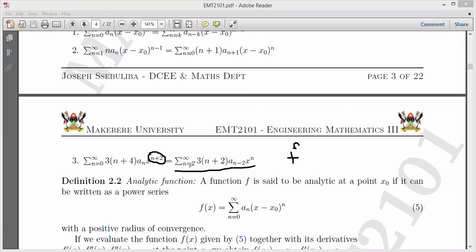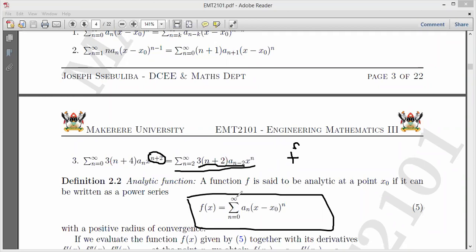For n running from 2 to infinity, yes, it may have been 0, but you can see the nature of a_n. The coefficient which was a_n has already been upgraded to 3 times n plus 2 times a_{n-2}. So here it means you would be simplifying everything to that form, not this form, because our definition is a_n times (x minus x naught) to the n.